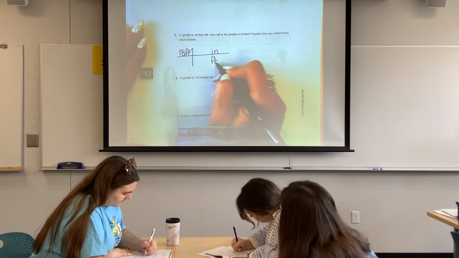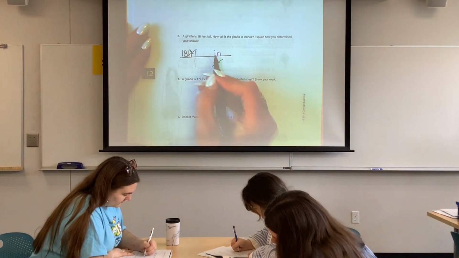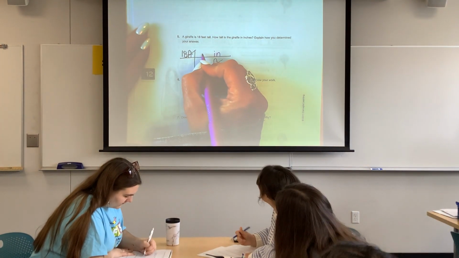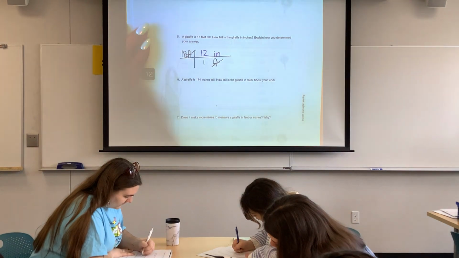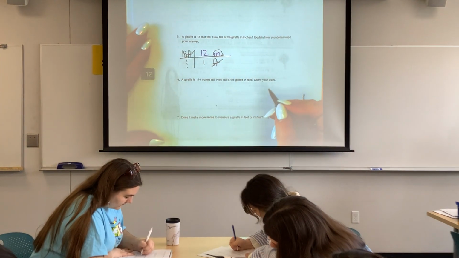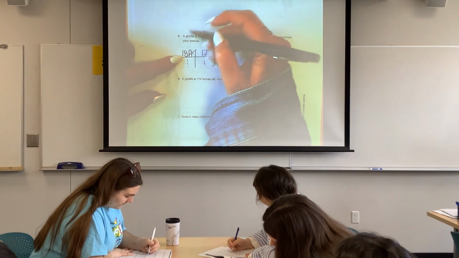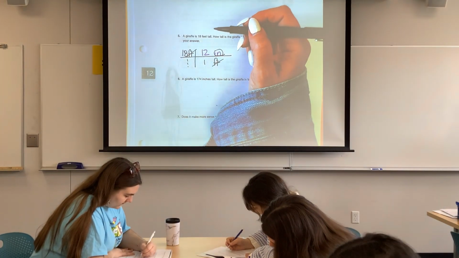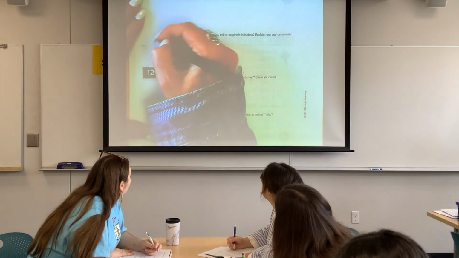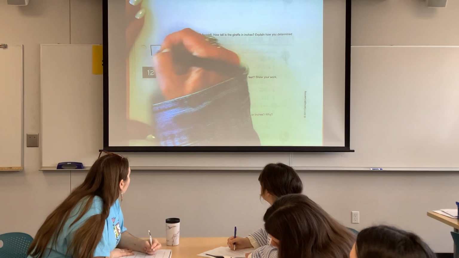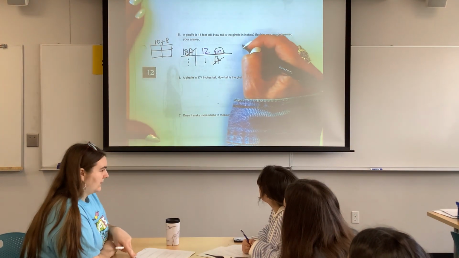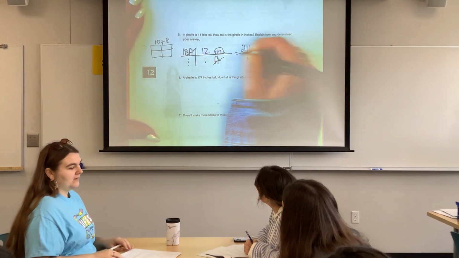Ask myself which one's bigger, feet or inches? So that's your 1. How many inches in a foot? 12. Multiply across the top. 18 times 12. Let's see. What if I do 10 and 8? Let's just do this. 216? Yeah. Over 1.